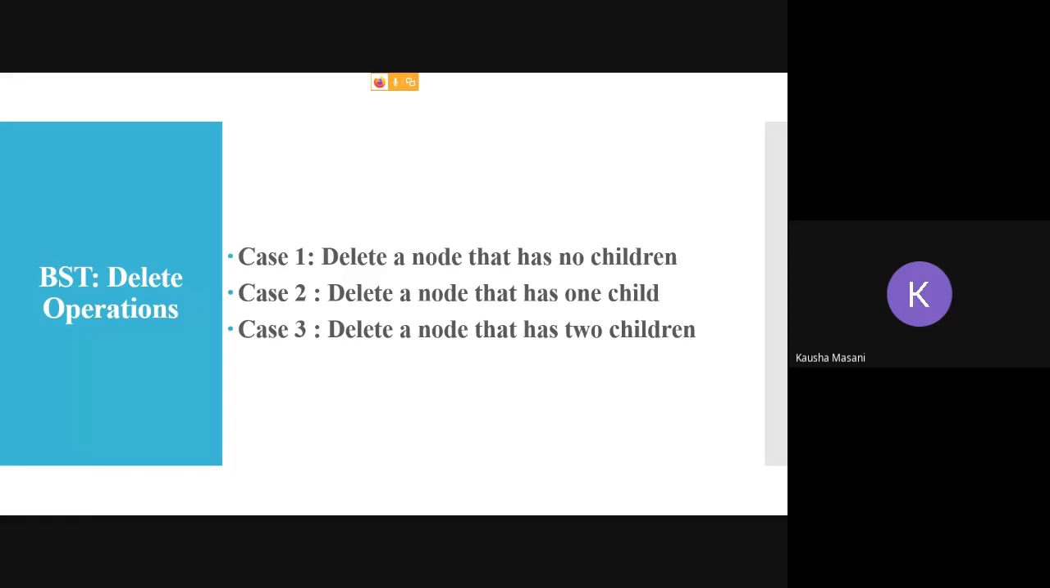Then case number two, delete the node that has one child. One child means there is a node present either on the left side or the right side, or you can say the right subtree or left subtree. We want to delete the node which has that one child. So that means we are going to delete the parent node. Amongst the internal nodes, we are going to delete the parent node. And case three, delete the node that has two children. That means either the parent node or the root node.